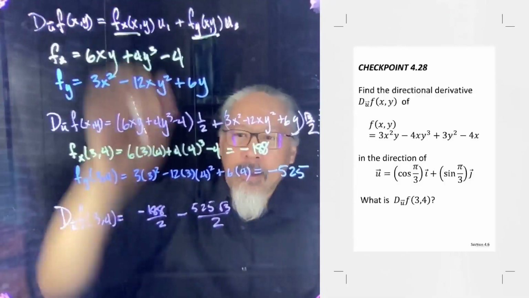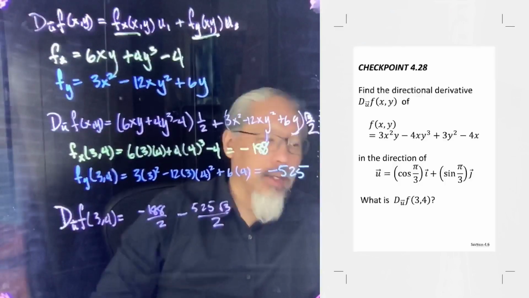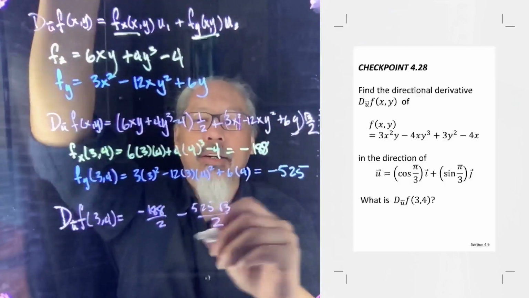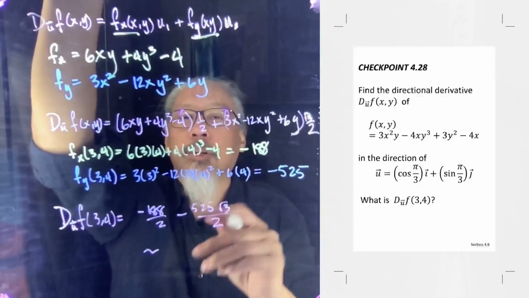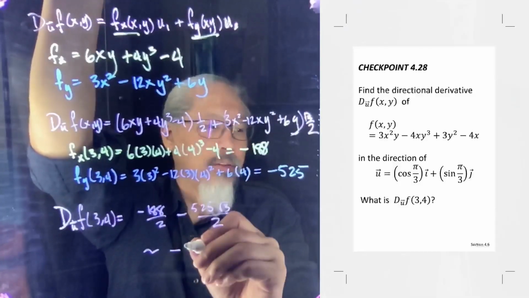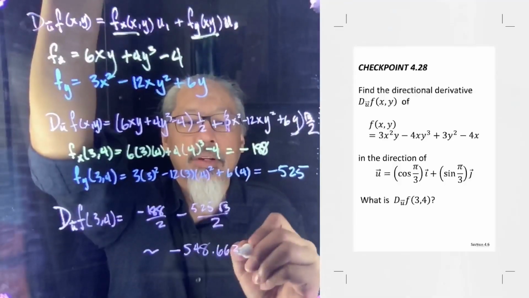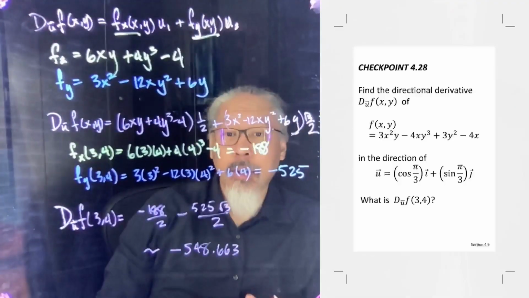Aside from simplifying this a little bit, there's not much else you can do. If you punch it into the calculator, you'll get a negative number, which means if you go in this direction, it'll be negative, about negative 548.663, which is really, really steep.